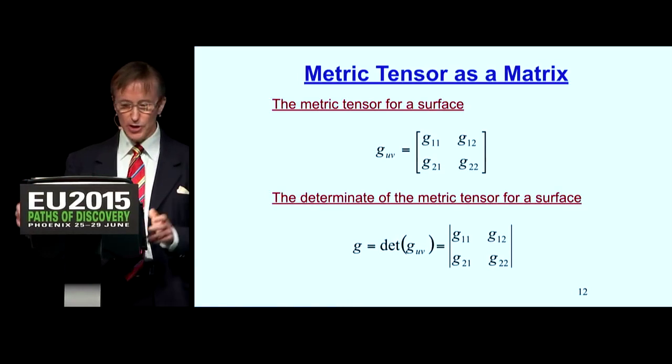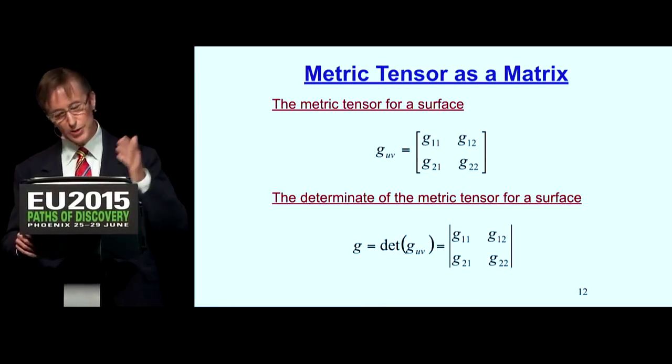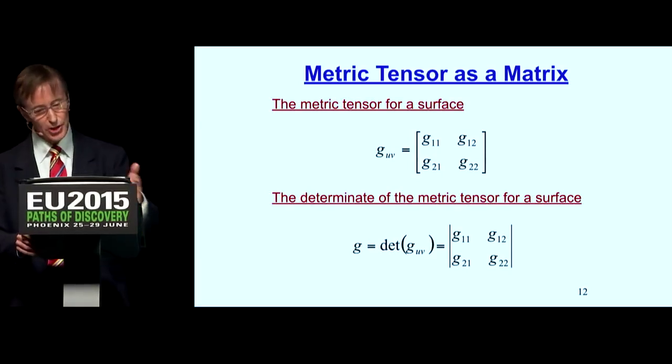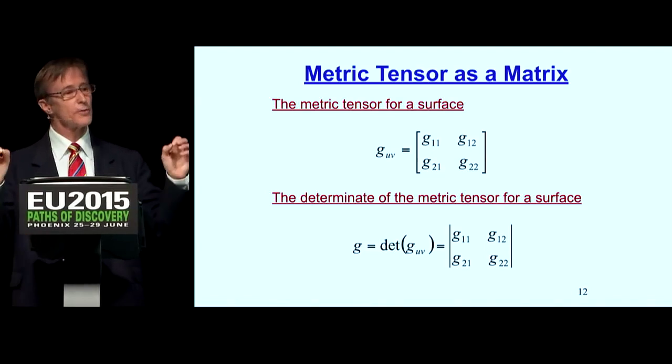And the determinant of this metric tensor, well, we just take the determinant. Theory of determinants, we take the determinant of this. It's pretty straightforward. So g will represent the determinant. The g_uv, we can write as a matrix, and we'll call the g_uv now the metric tensor.